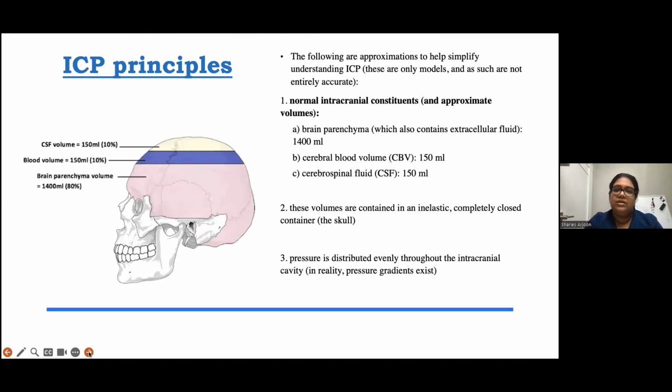So the normal intracranial constituents: 80% is the brain parenchyma, which is approximately 1,400 mils, and the cerebral blood volume and cerebrospinal fluid account for 10% each, which is approximately 150 mils. These volumes are contained in an inelastic, completely closed container, which is the skull, and pressure is distributed evenly throughout the intracranial cavity.